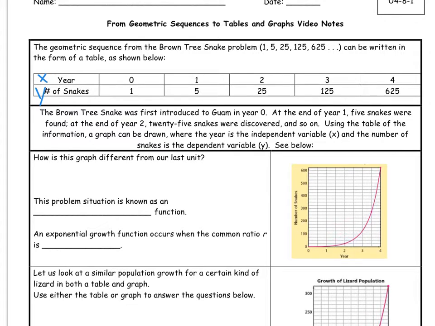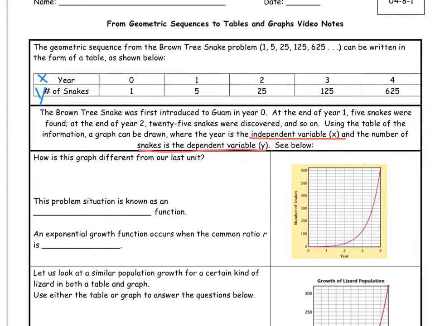So as we read yesterday, the brown tree snake was first introduced in Guam in year 0. At the end of year 1, 5 snakes were found. At the end of year 2, 25, and so on. Using the table of information, a graph can be drawn where year is the independent variable, and the number of snakes is the dependent variable.